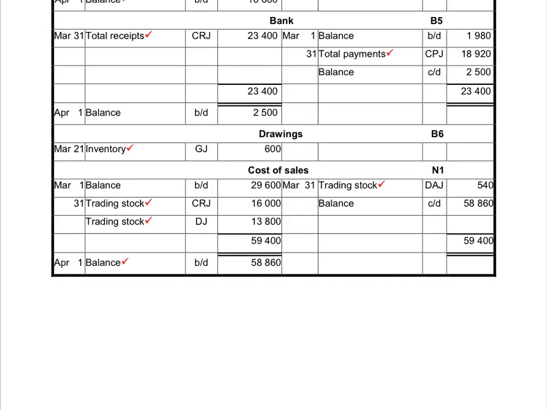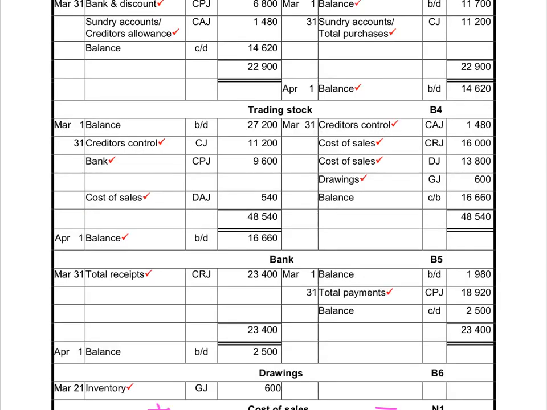For the cost of sales figure, we will debit cost of sales because cost of sales is an expense. Expenses increase on the debit side and decrease on the credit side. And we will indicate that the trading stock account will be credited. In the trading stock account, we will record the entry on the credit side because trading stock is an asset that decreases on the credit side. We sold goods, so we have less stock, so we will credit the trading stock account and indicate that this double entry appeared on the debit side of cost of sales.